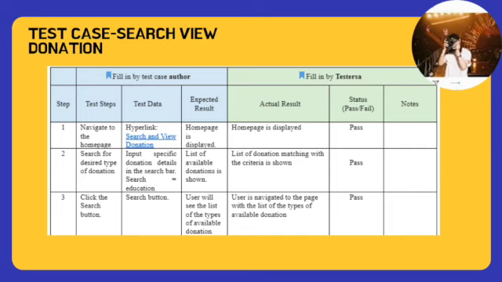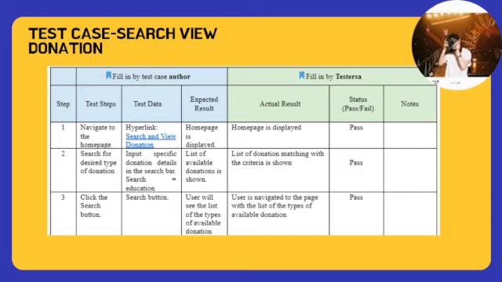We have the link here, and the expected result is that the home page is displayed, and the actual result is that the home page is displayed, so it's considered as pass. The next step is to search for the desired type of donation. The user will input specific donation details in the search bar, and the expected result is a list of available donations that match the criteria input by the user. The actual result is that the list of donations matching the criteria is shown.